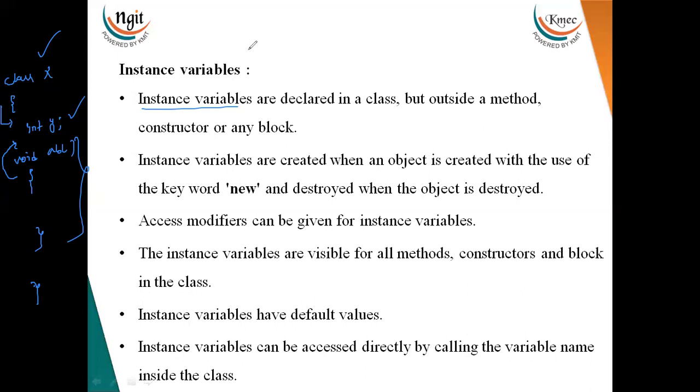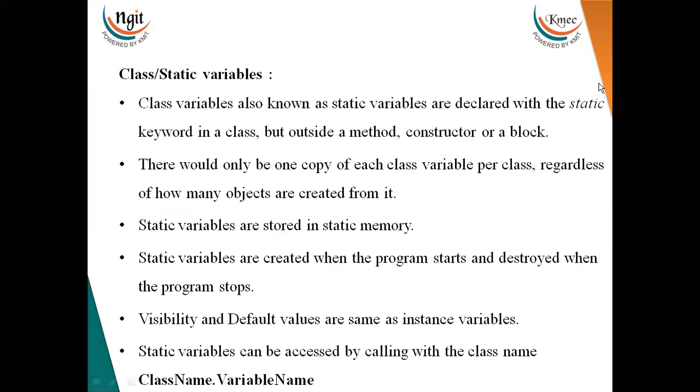Now coming to the static variables. These static variables are also called class variables. So class variables are also known as static variables. These static variables can be declared by using the static keyword. So within a class, I'm taking static int x. This x can be called a static variable. This can be created within the class, within the constructor, and within a block, right?